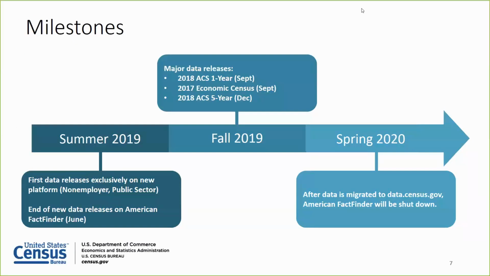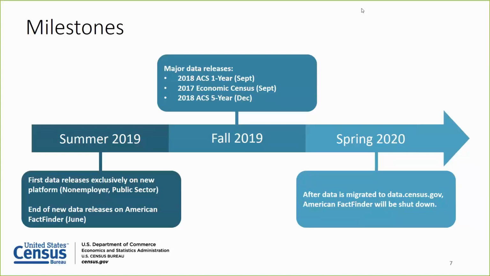For our milestones, this summer we saw our first release exclusively on data.census.gov with the 2017 non-employers data. In June, we stopped releasing new data on AFF and released those data exclusively on data.census.gov. In the next couple of weeks, we will see the release of the 2017 economic census and the 2018 American Community Survey one-year data.